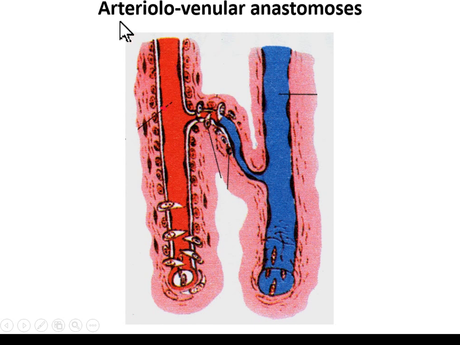On this picture we can see the arteriolovenular anastomosis. This is an arteriole, because we will discuss the microcirculatory bed later. This is a venule, and between them is the microcirculatory bed. Between them there can be arteriolovenular anastomosis. Inside the arterioles is oxygenated blood, inside the venules, deoxygenated blood.